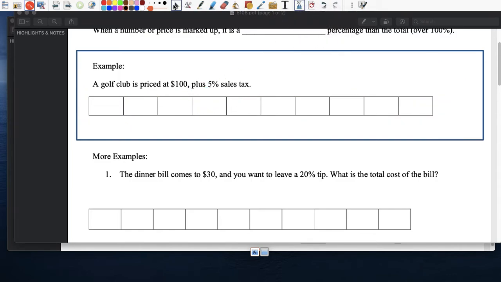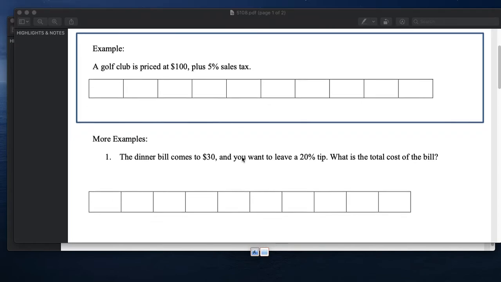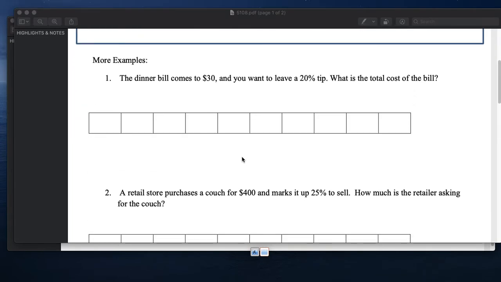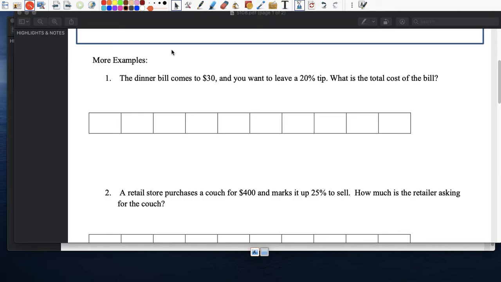Let's see if I can do better. So the dinner bill, another good example. So this is 0%, right? This is 100% of your total. So this is $0. It's time for you to pay. You don't have any discounts or anything, so you're going to have to pay $30 without any discounts, right? So we're not doing any of this because there's no discount.